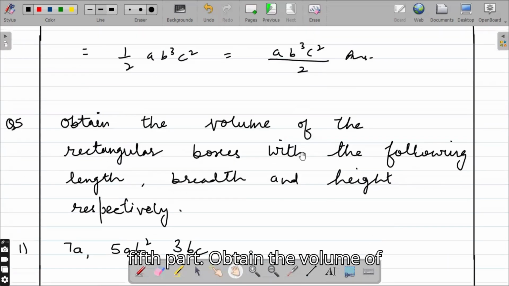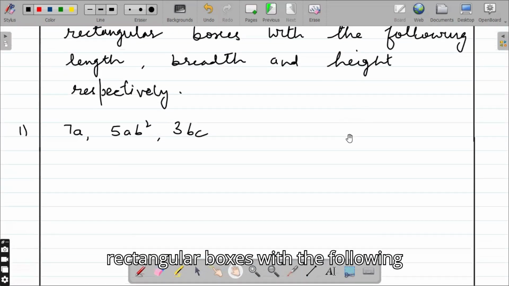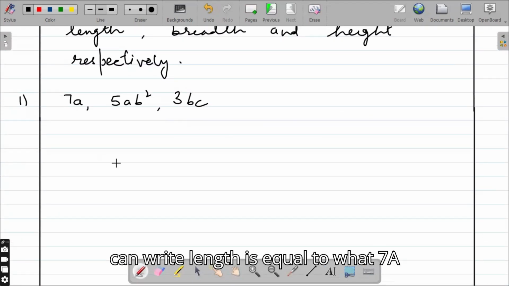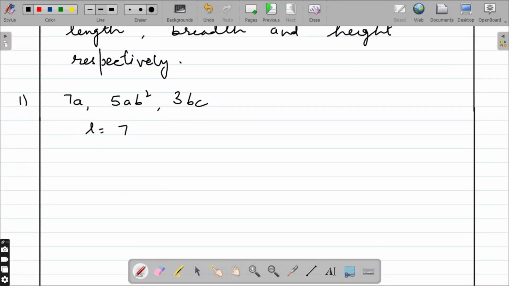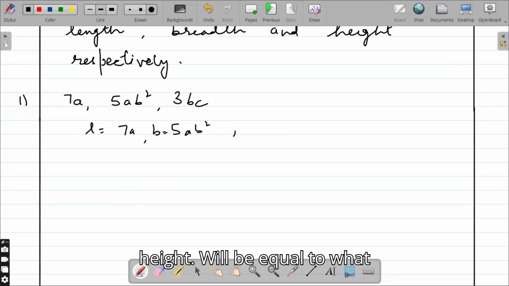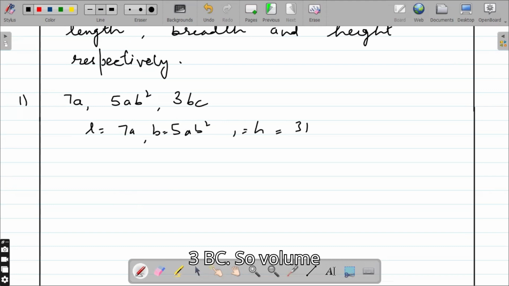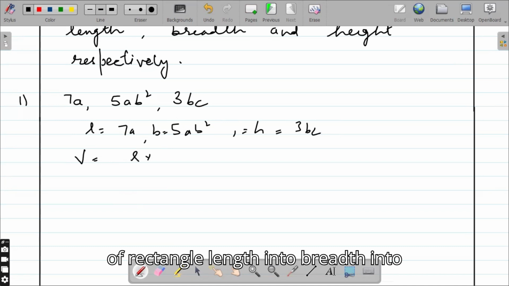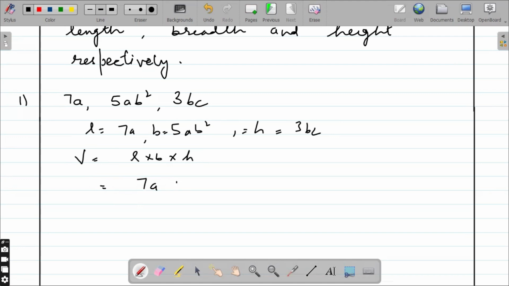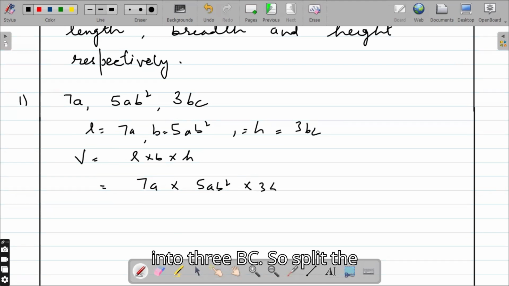Fifth part. Fifth part: obtain the volume of rectangular boxes with the following lengths, breadths, and heights. So we can write length is equal to what? 7a, breadth 5ab square, and height will be equal to what? 3bc. So volume of rectangle, length into breadth into height. Every time you have to give this: 7a into 5ab square into 3bc.